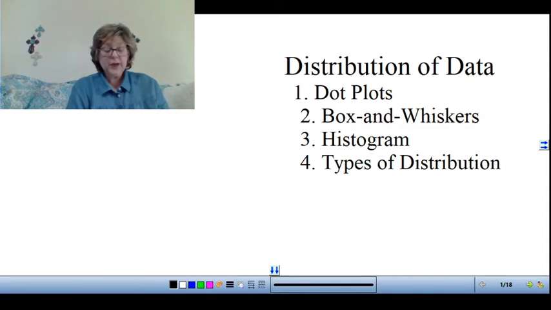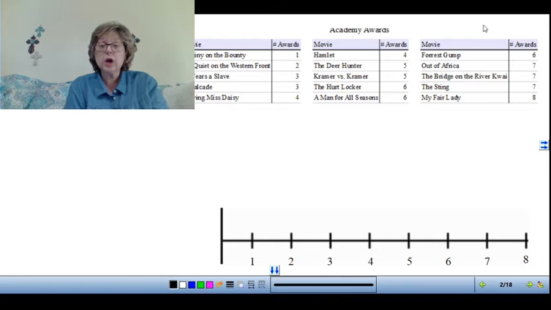So what we're going to talk about today is distribution of data, and specifically ways of drawing out or displaying our data: dot plots, box and whiskers, histograms. Then we're going to look at the types of distributions: skewed left, skewed right, or a normal bell curve. Those are the things we're going to talk about.